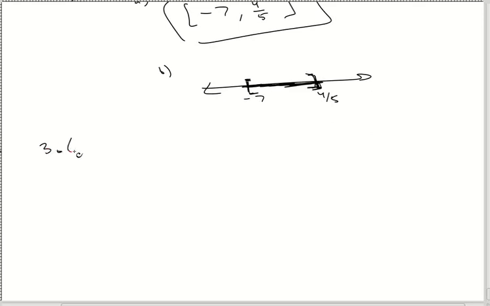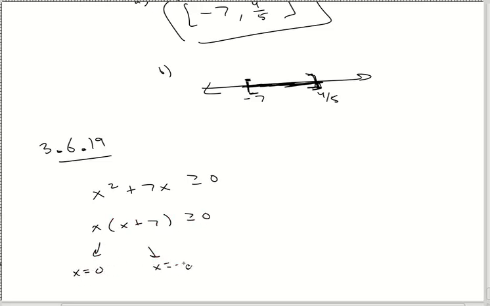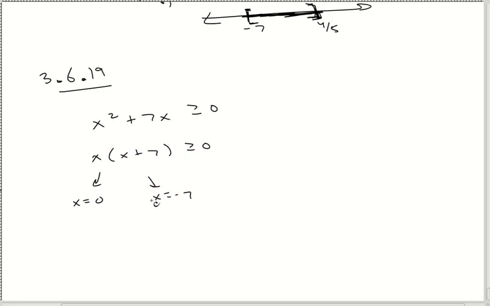Let's do another one. We've only had the ones that are on the inside. What about an outside one? X squared plus 7x is greater than or equal to 0. And so we can factor out an x. That's pretty easy. I got x equals 0 and x equals negative 7. And those are my important numbers.